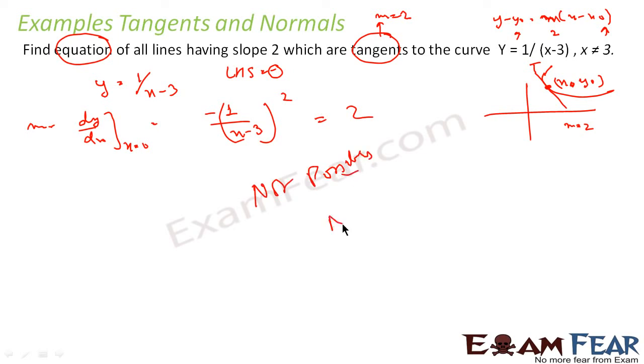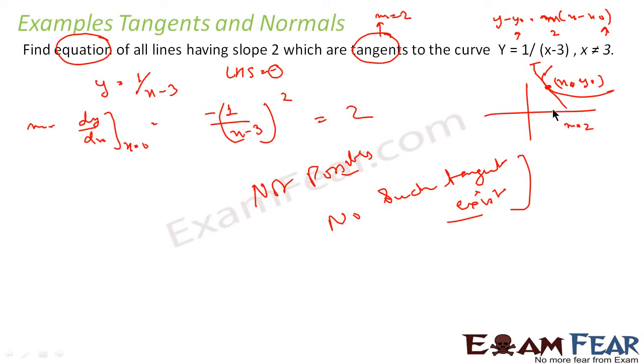So we can say that if we can't have a value of x for which this is true, that means no such tangent exists. Correct? Because in this case, if you see, no such tangent exists. Because I could not find the value of x. There is no value of x naught, y naught for which this condition is true.